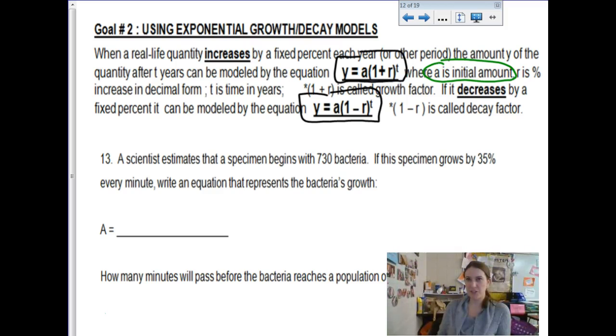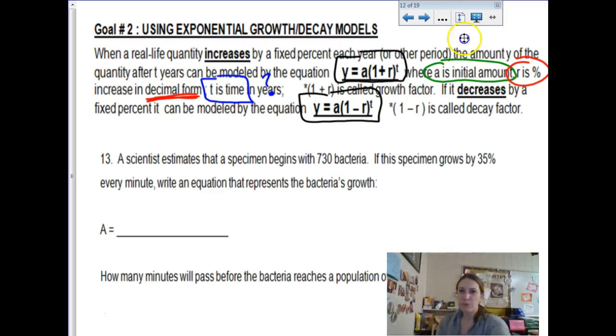These are all going to be applications, by the way. R is our percent, but we have to make sure we write it in a decimal form. And then t is time, generally in years, but not always in years, so it depends on whatever they're measuring in for the problem. Like if it's a bacteria question, who knows?